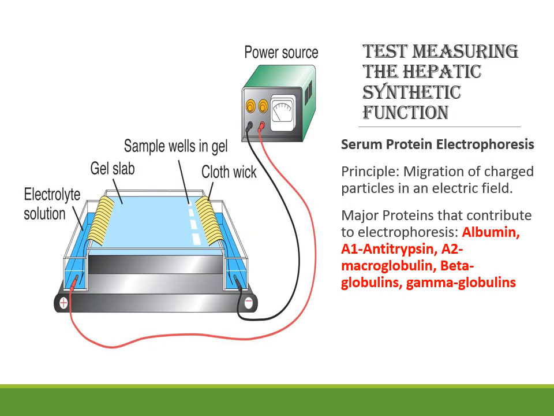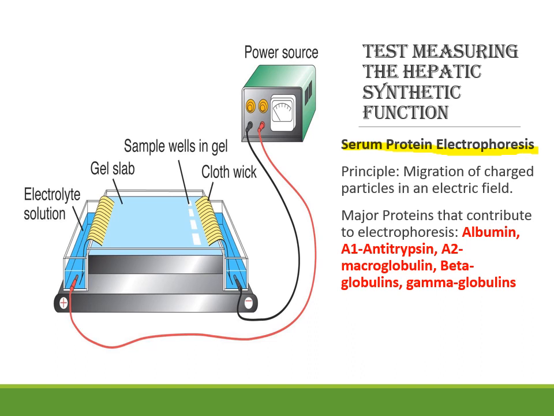Another method to measure the synthetic function of the liver is the serum electrophoresis. So this is actually a more advanced method in which we are using a power source. It uses an electric current, and we are also using gel. Onto the gel, it has sample wells wherein we will put the sample and the reagent. So when you talk about electrophoresis, this is actually based on the principle of migration, based on electric charges.